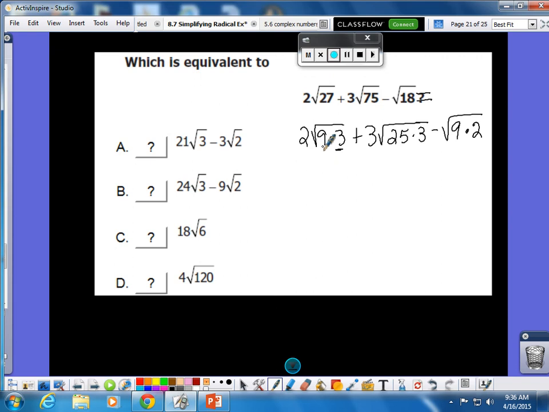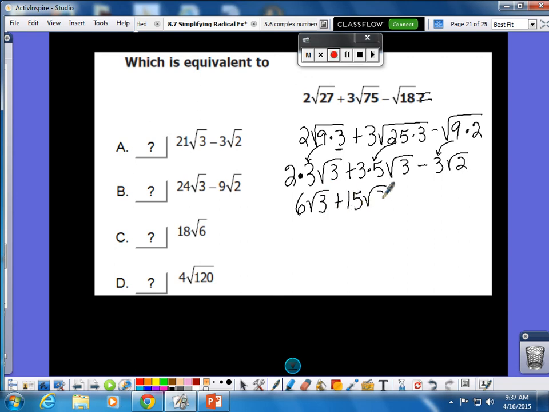Alright, what is the square root of 9? 3. So I've got this 2 out here, I'm showing all my work, okay? This 3 comes out, the square root of 9 comes out, and this 3 is left underneath. The square root of 25 comes out, it's 5, and that 3 stays here. The square root of 9 is 3, and that 2 stays underneath. 2 times 3 would be 6 square roots of 3. 3 times 5 is 15 square roots of 3. And here's my negative 3 square roots of 2. That's just kind of a tag along. It's not a like term to these.